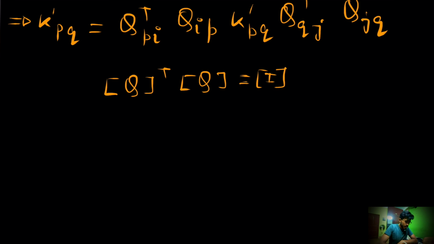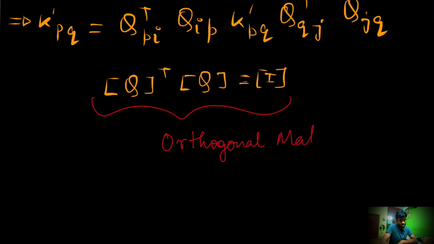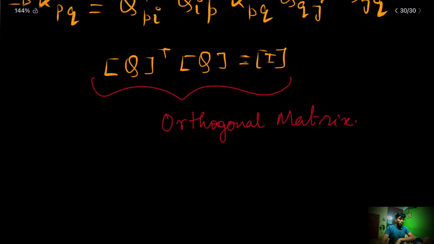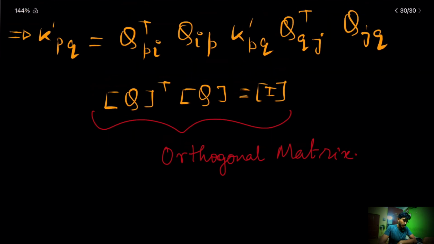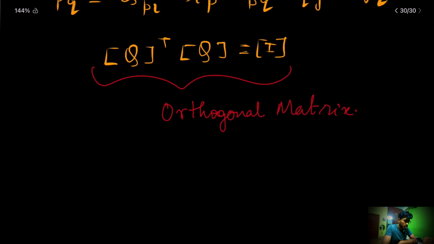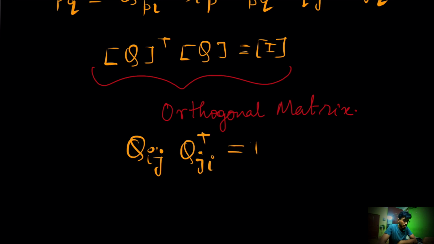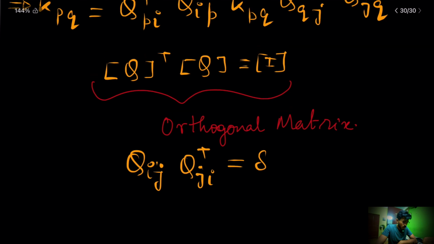So this is the property of an orthogonal matrix. Our transformation matrix is essentially an orthogonal matrix. We have to remember this property, that is Qij into Qji transpose is equal to delta Ij, because the identity matrix is nothing but delta Ij, or I can directly write it as I.